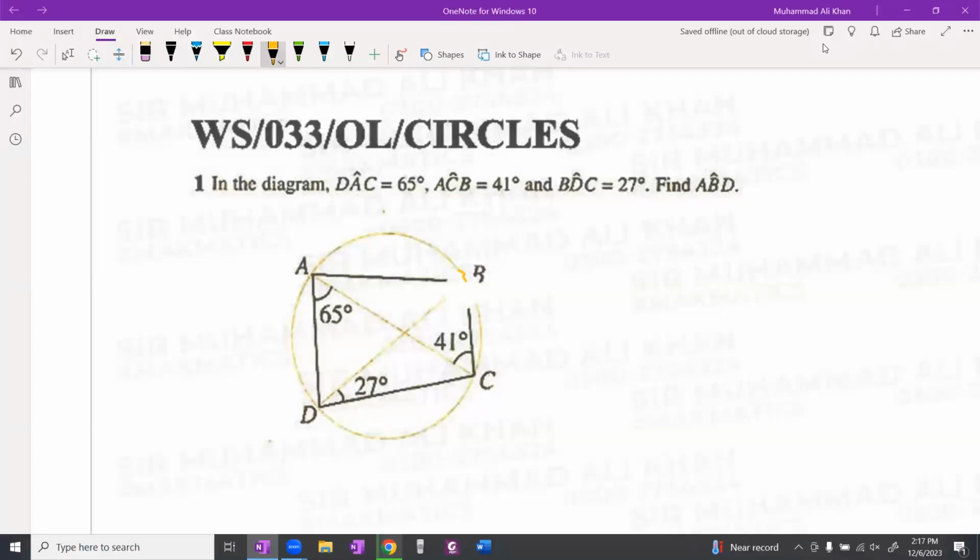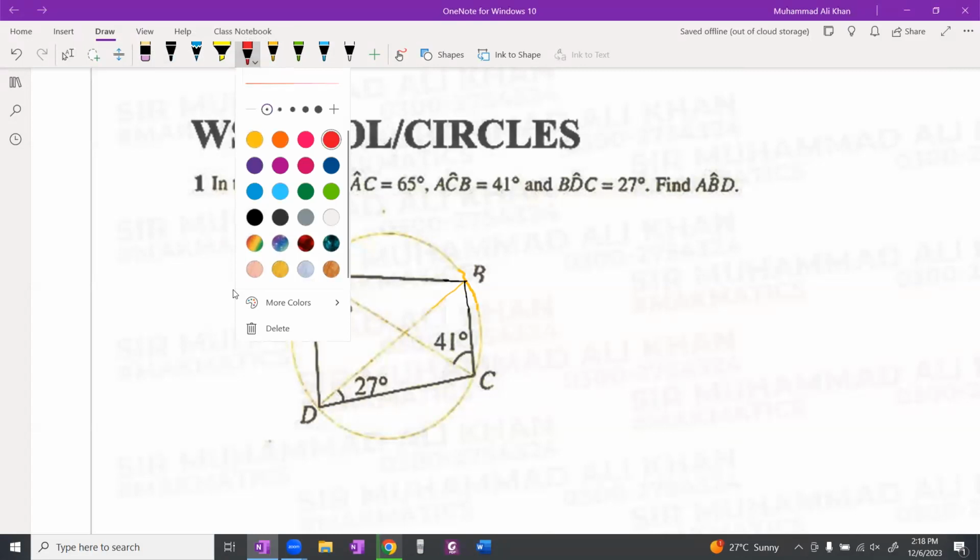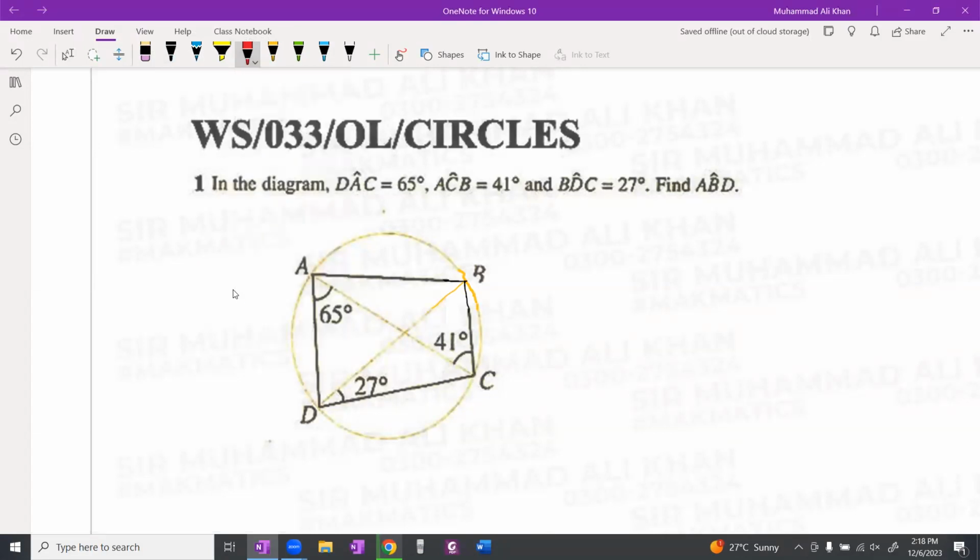So worksheet number 33 is this. In this diagram, we have to calculate angle ABD. So which angle is this? Angle ABD is this angle. We have to calculate this angle. How to calculate this angle?